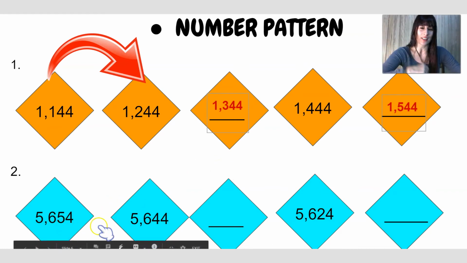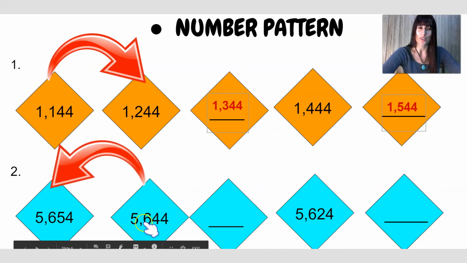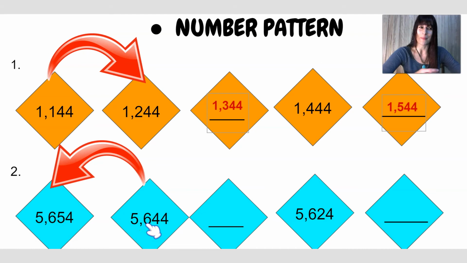Again, you always look at the numbers that are next to each other. So here we have 5,654 and 5,644. Okay, I see here that what's changing is the tens place value. And the way it's changing is that the numbers are going down from 5 to 4. So here we have numbers going down in the tens place value.